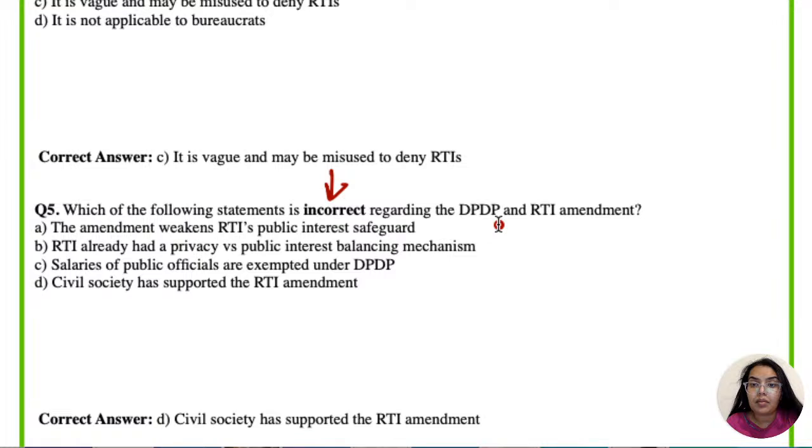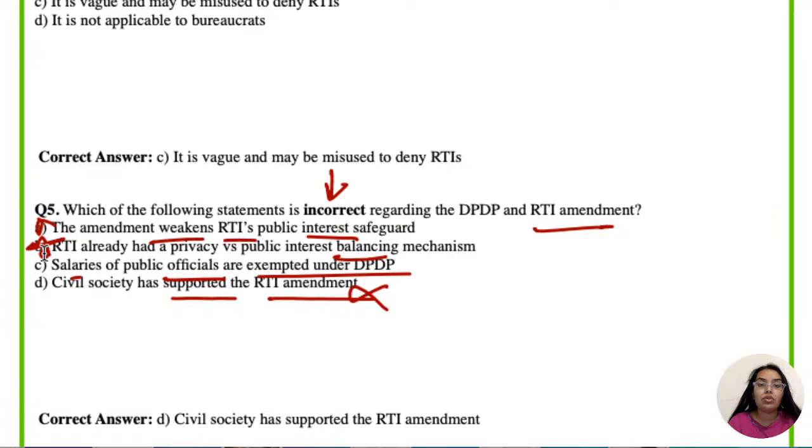Civil society has supported RTI amendment. No, they are criticizing. तो ये गलत है, इनकरेक्ट है. Salaries of officials are exempted. No, you can get to know the salaries of officials under the Act. So there you go, ये भी included था. Your answer should be something that is incorrect. Okay. Now I'll do some error detection questions. So that's the first question.